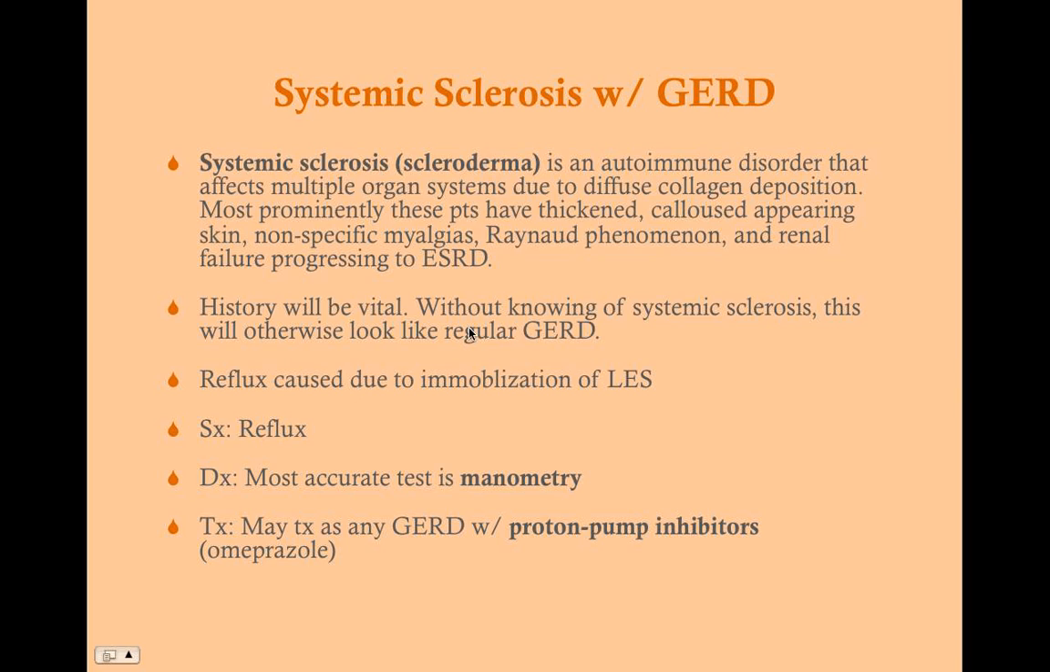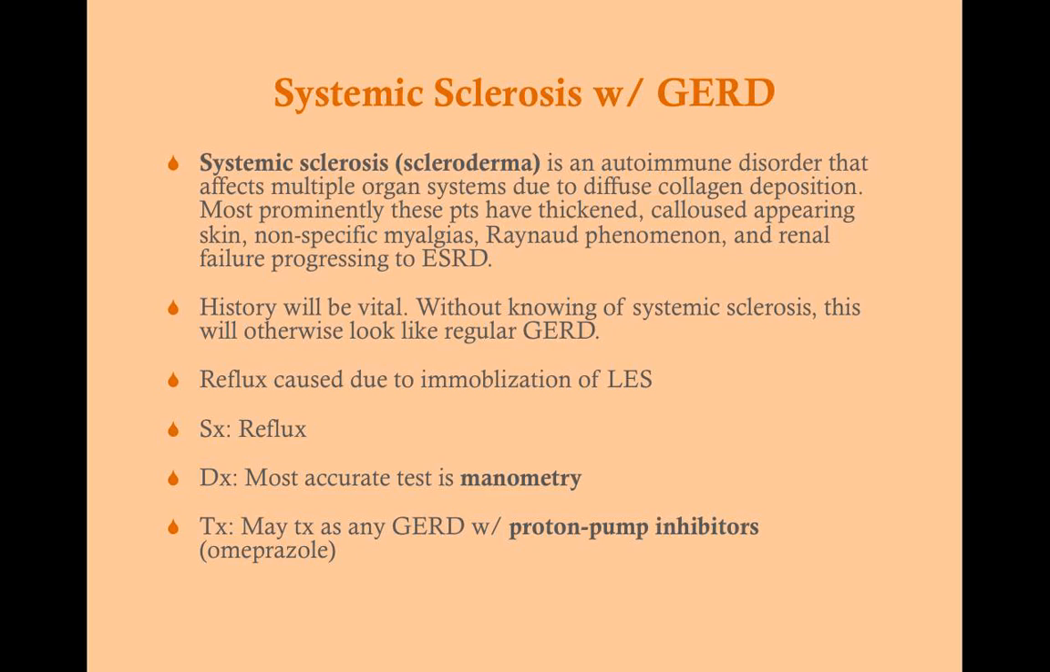Okay, the last thing I want to talk about is systemic sclerosis with GERD. So this causes dysphagia because you're having GERD with a certain disease process, but this is totally different from the other ones. So there's two reasons this is different. One, this is caused by another disease process. So systemic sclerosis or scleroderma is an autoimmune disorder, and basically what happens is that at multiple different sites, multiple different organ systems, what you get is a deposition of collagen tissue.